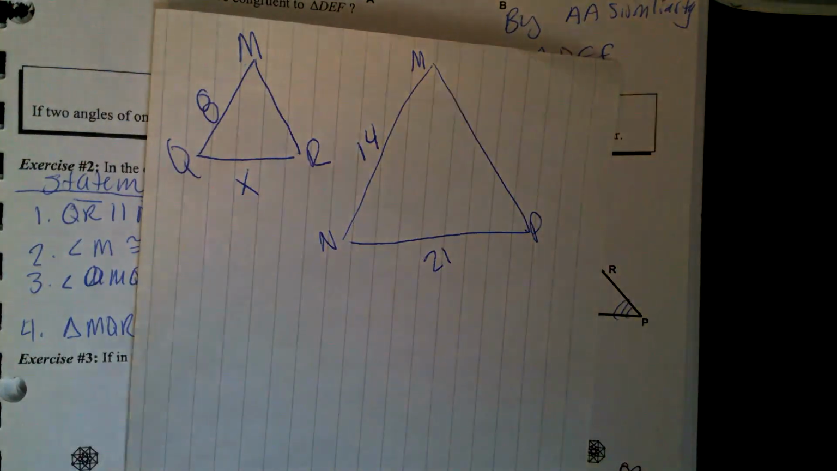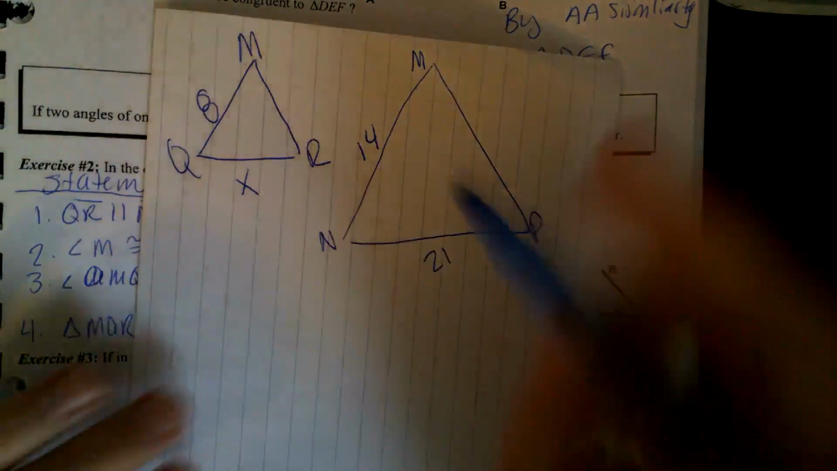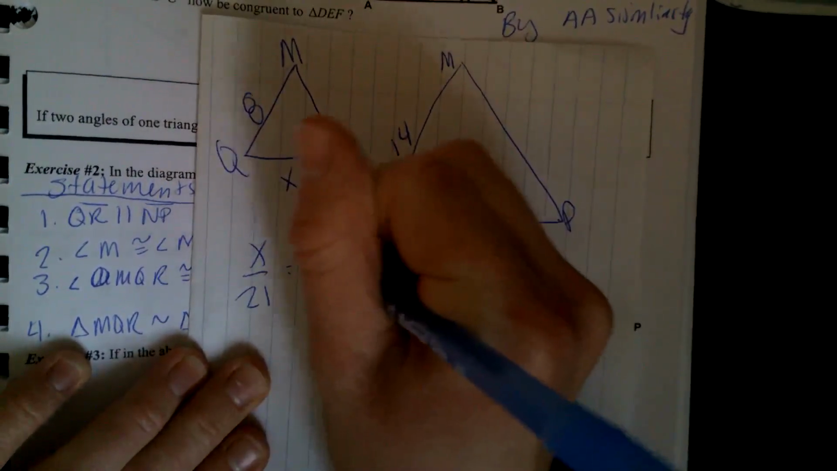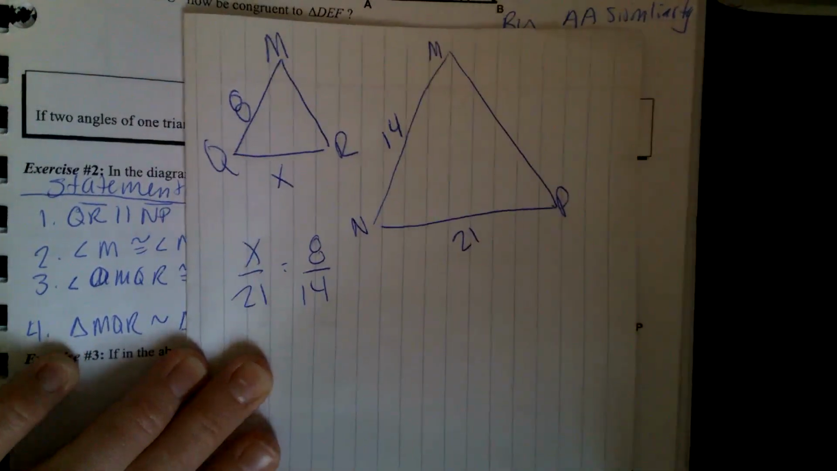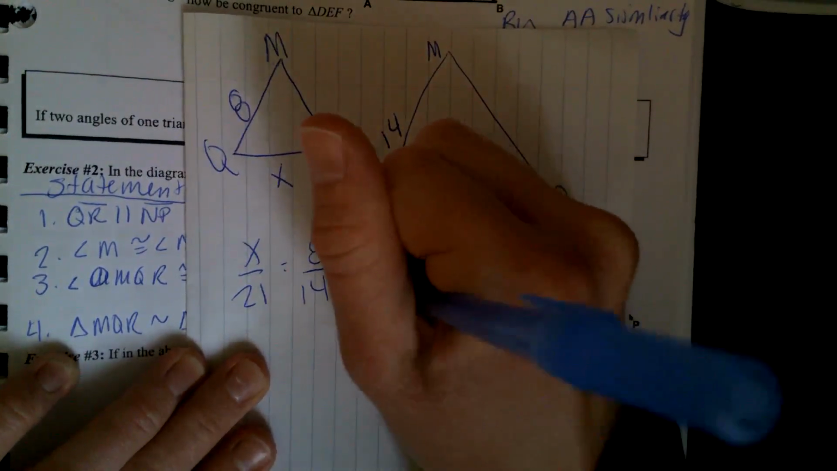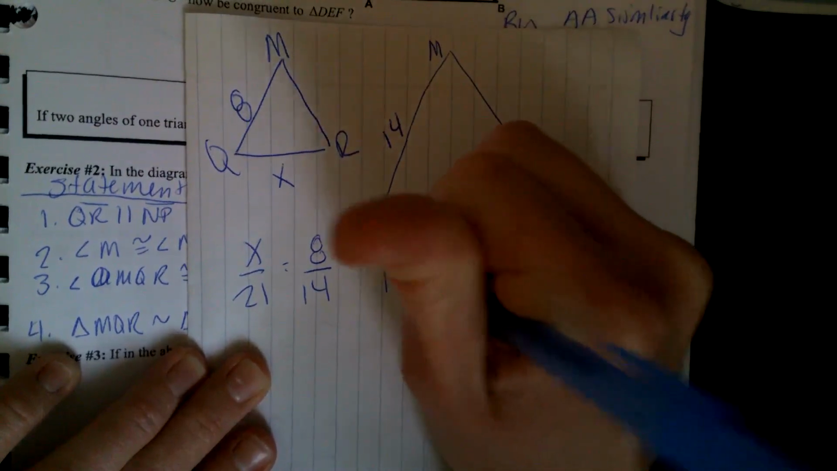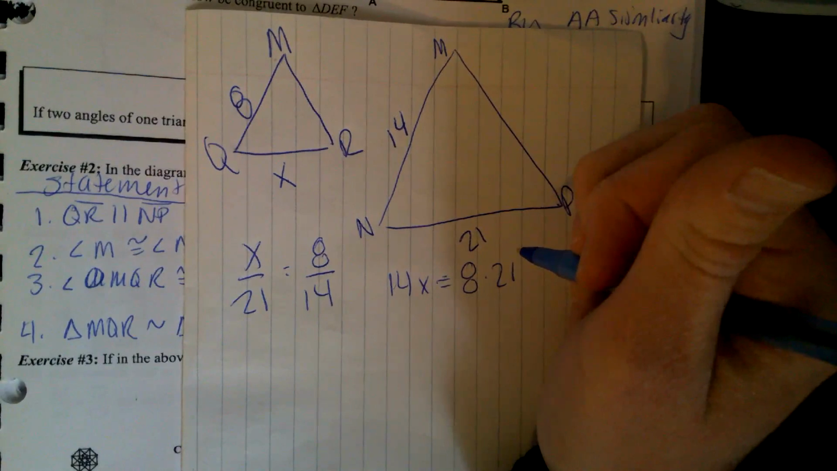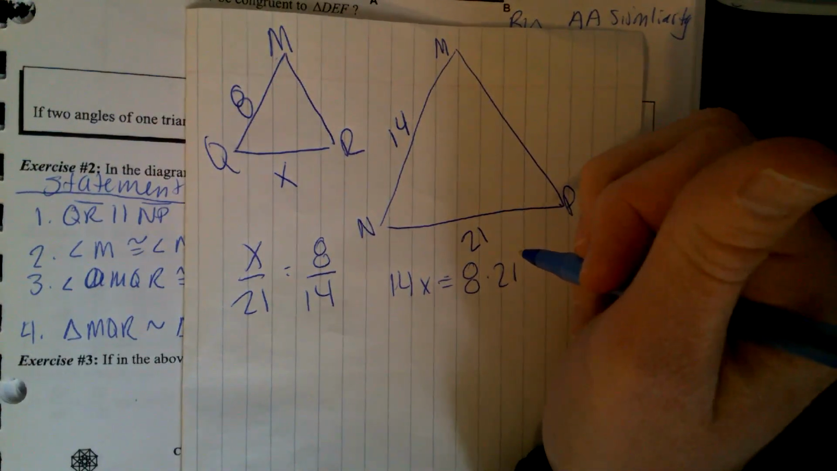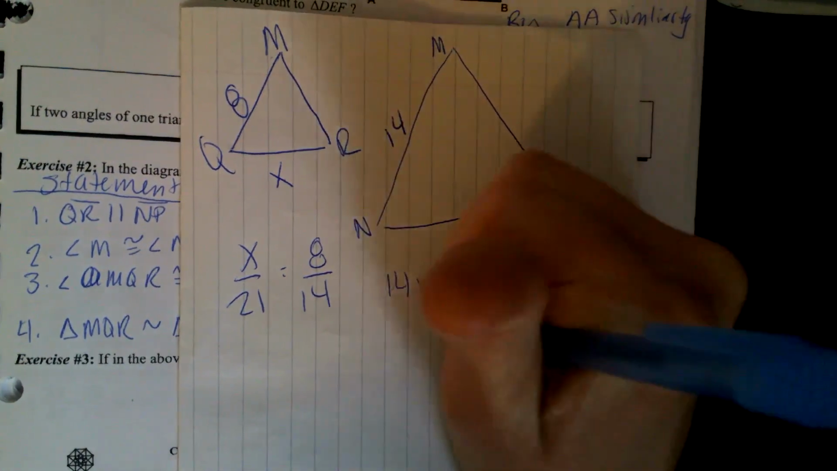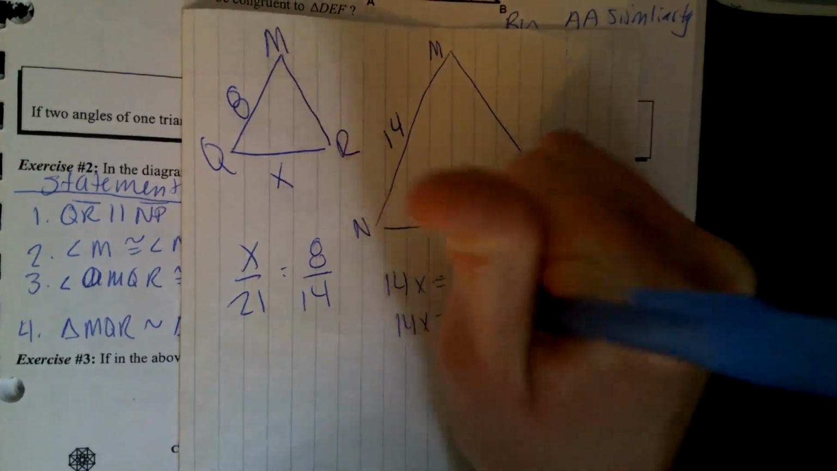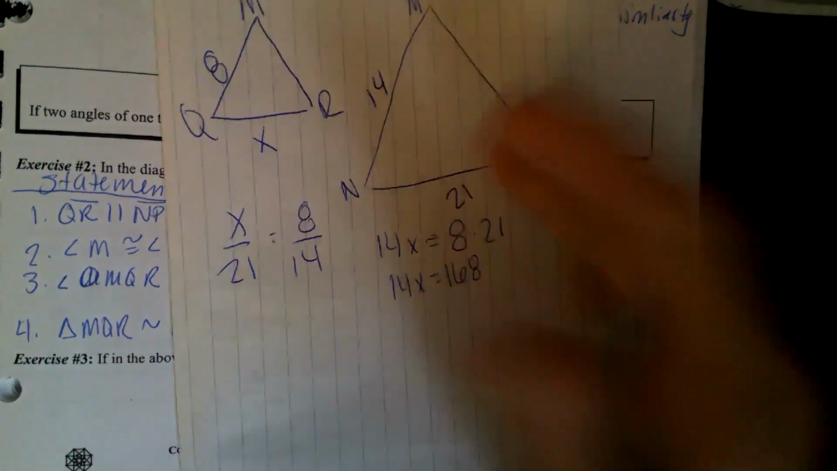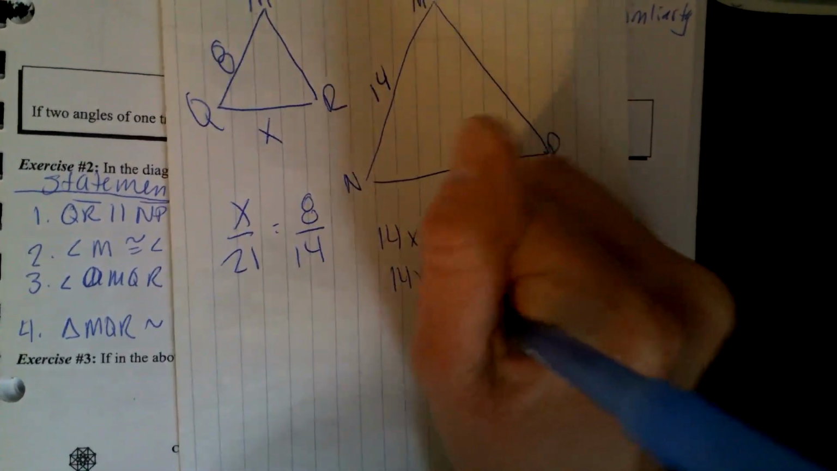Okay? So now we're going to solve our proportions. So we need to solve for x. So let's do x over 21 is equal to 8 over 14. Okay? So we're going to cross multiply. So we get 14 times x is equal to 8 times 21. 8 times 21 is equal to 168. I'm going to divide that by 14. So x is equal to 12.